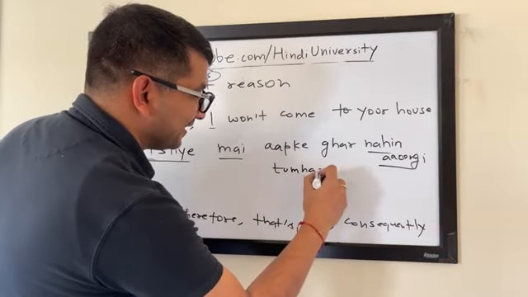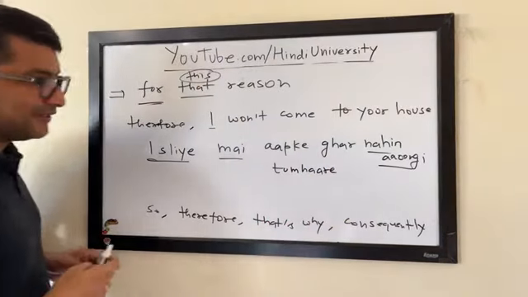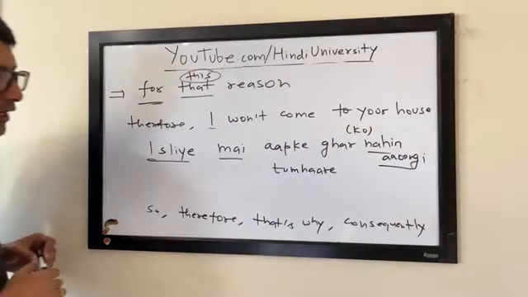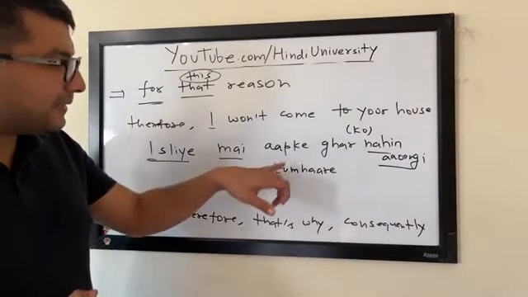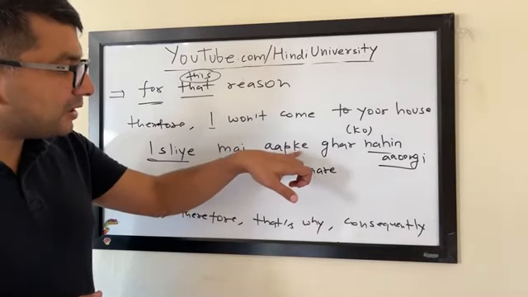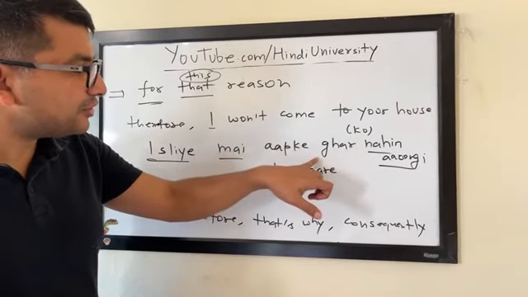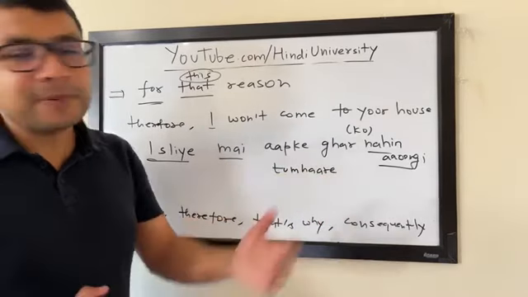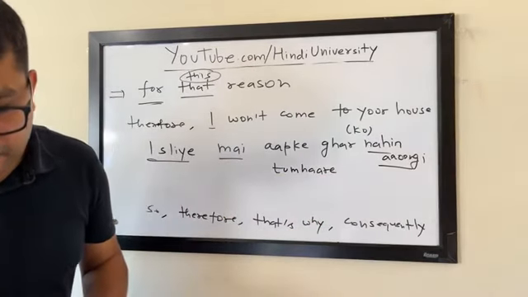Thanks, Rita. Is that a ghost code? That's right. There is a hidden code, the ghost code, that is not written there. You don't see it, but that's why aapka ghar is your house, but it changes into an oblique case. Aapke ghar. Isliye main aapke ghar. You don't say aapke ghar ko nahi aaungi, or aapke ghar mein nahi aaungi.